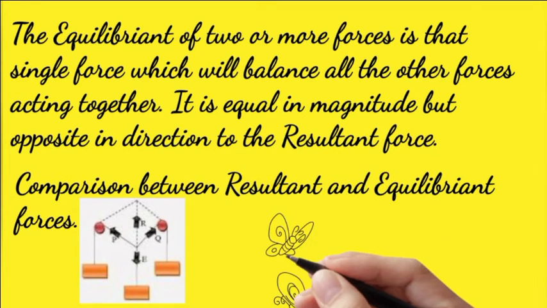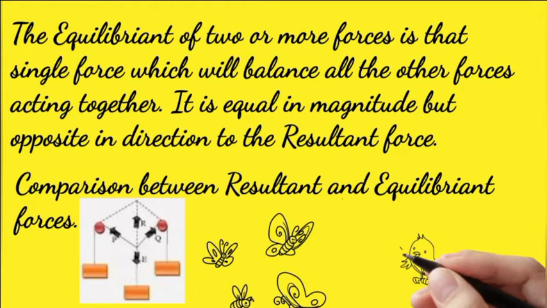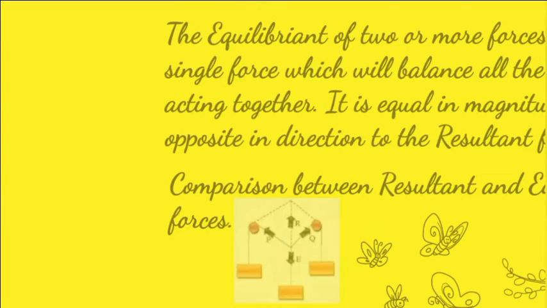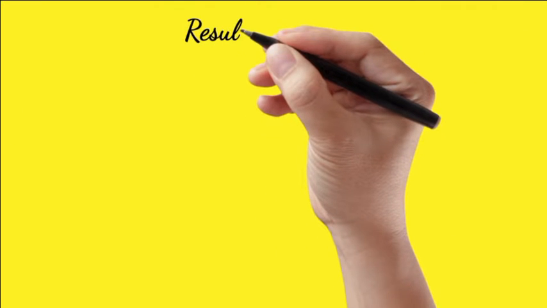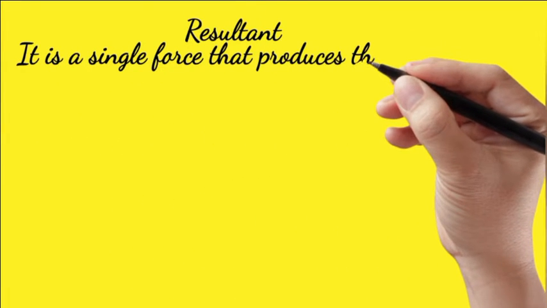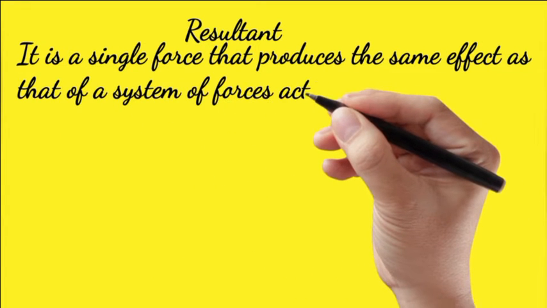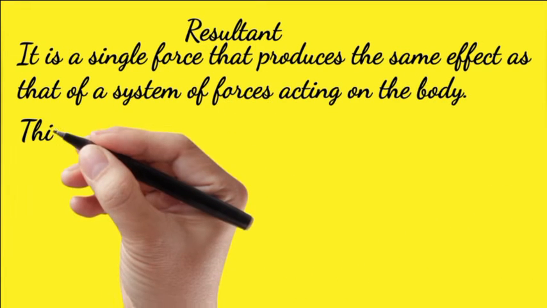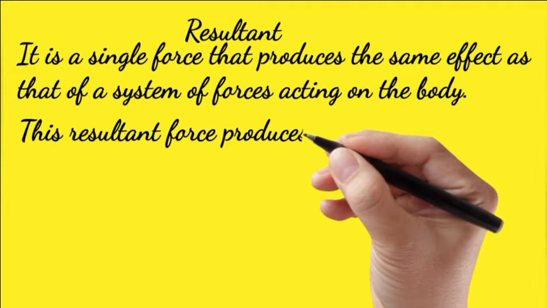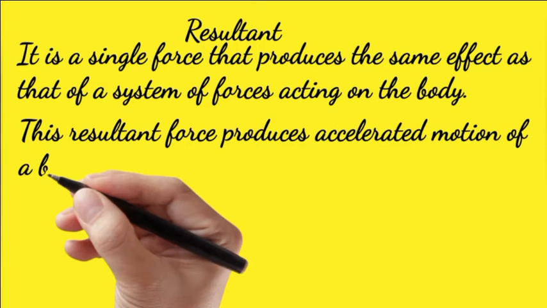Take notes. Comparison between resultant and equilibrant forces. So let's look at a comparison to make it more distinct. The resultant is a single force that produces the same effect as that of a system of forces acting on the body. It produces the same effect as that of a system of forces. Could be two, could be three.